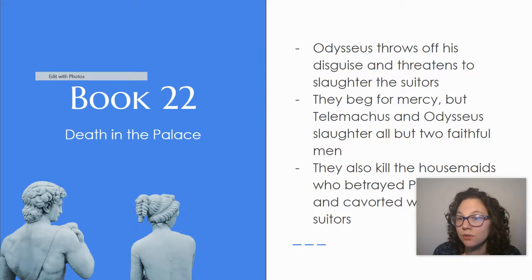So those who either cavorted or conspired with the suitors against the household, or those who betrayed Penelope by telling the suitors about her whole plot with the tapestry that she was weaving and trying to trick them with, those ones who had betrayed the household were told to clean up the bodies, and then they were also murdered after they had done the job of cleaning up. So justice in this realm is served.